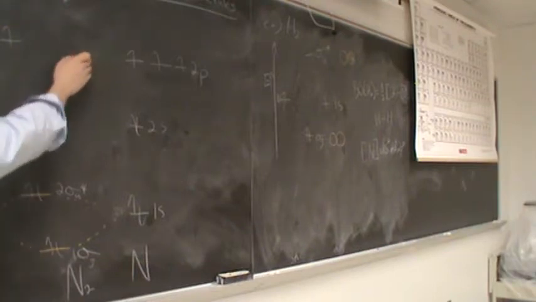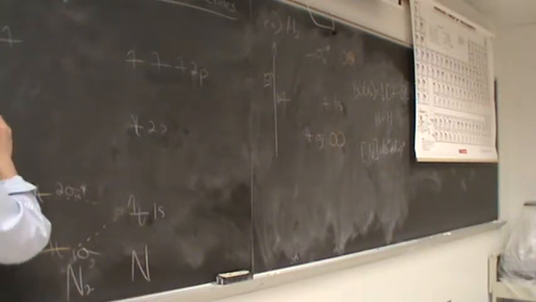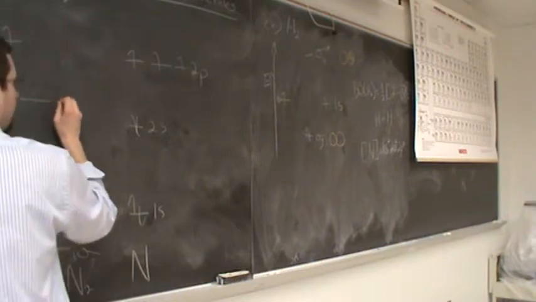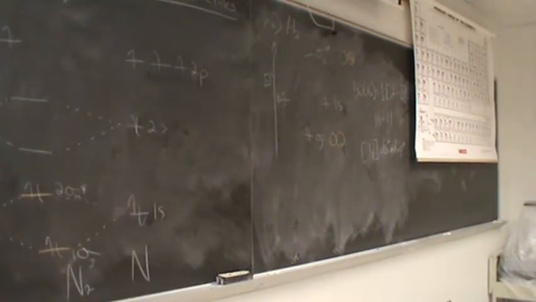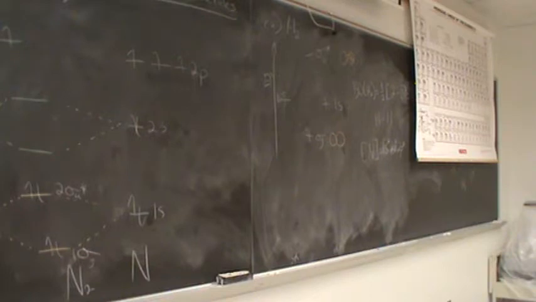So you're saying these guys are going to overlap? Which one is most likely to overlap with this 2s? The other 2s, because it's the same symmetry, same energy, right? So we're going to get a bonding and an antibonding out of this, right? Okay, let's label this one. What type of overlap is it going to be? Sigma. Yep, it's going to be a sigma.